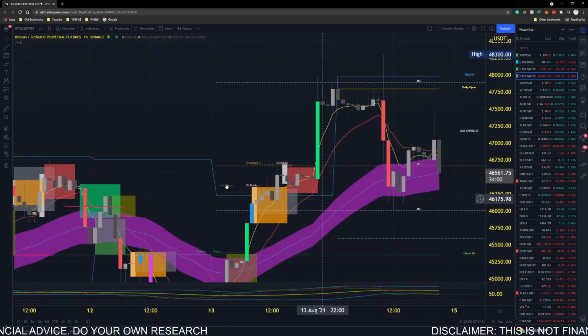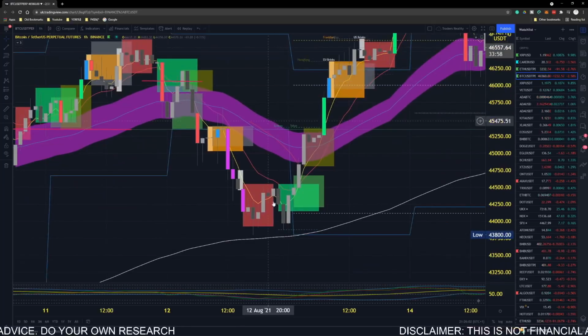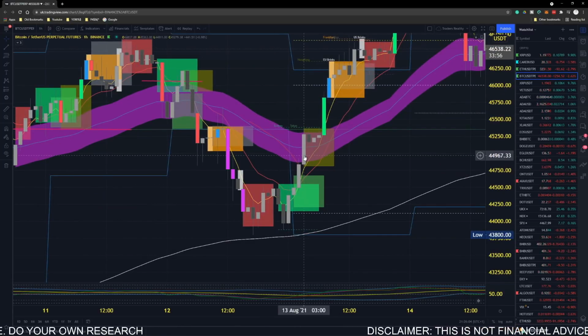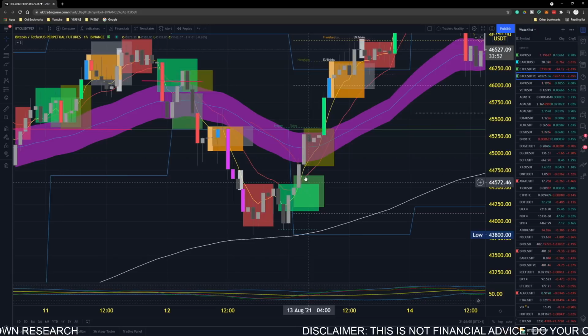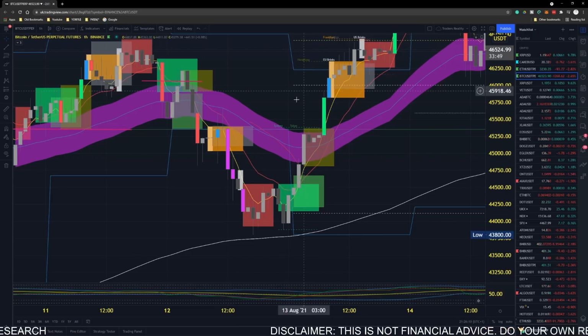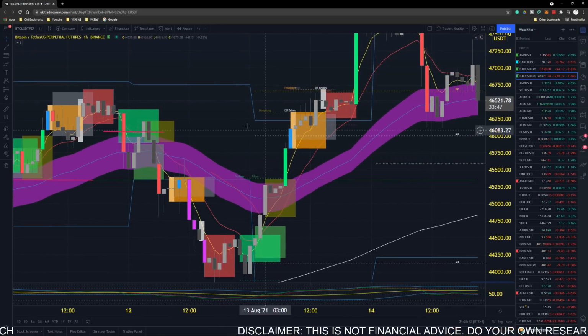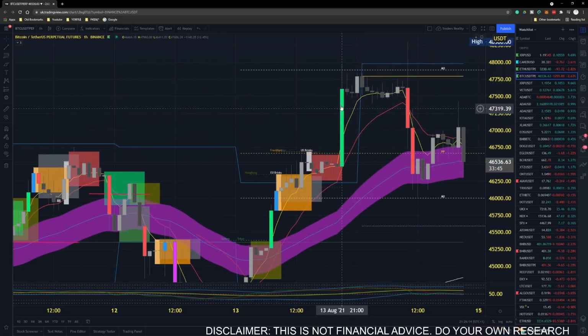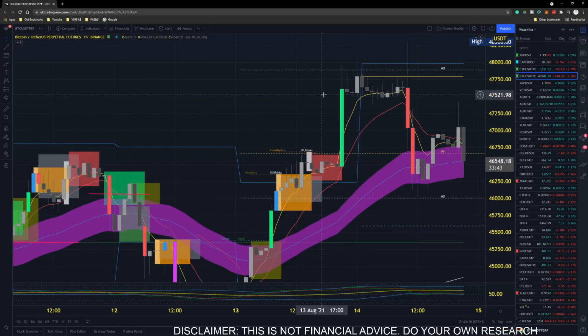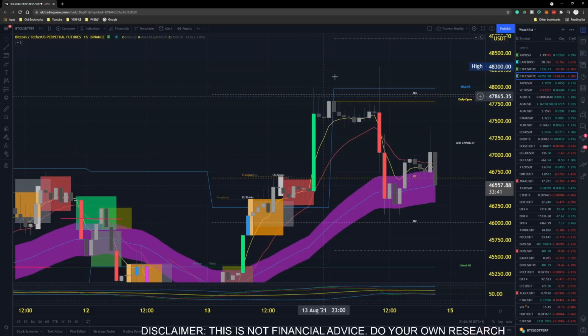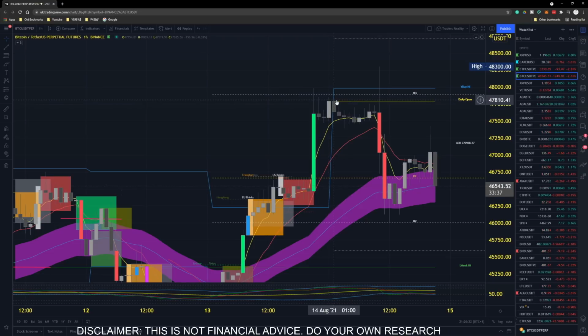Say you entered long right here. Price is above the 50 EMA, above the 5 and above the 13. You're riding this long. It's going up, it's going up. You get this one big push to the upside. You're now thinking, is it going to continue to go higher? At what point do I consider starting to close my trade?